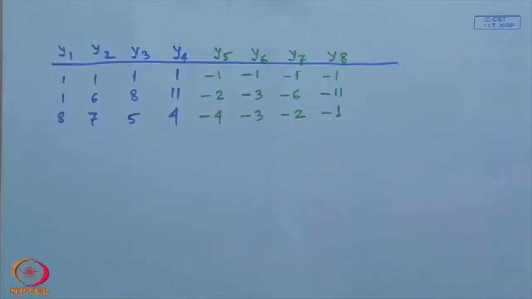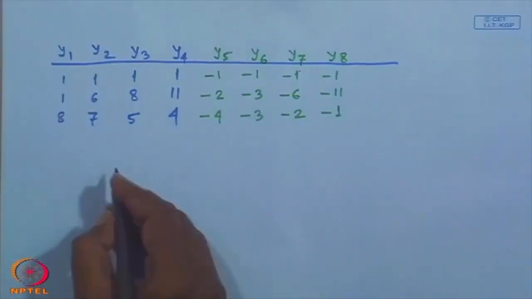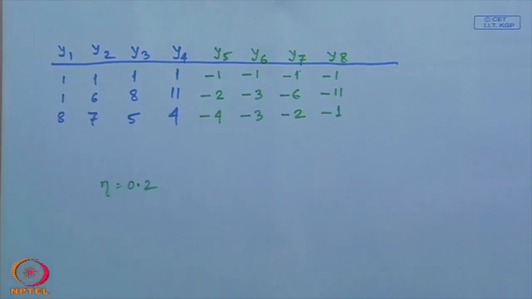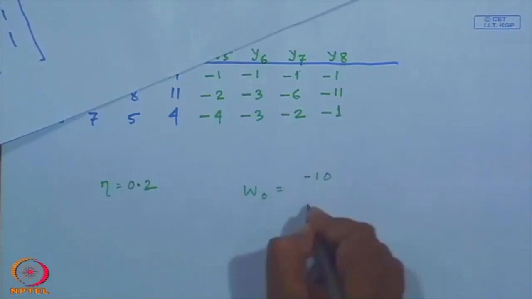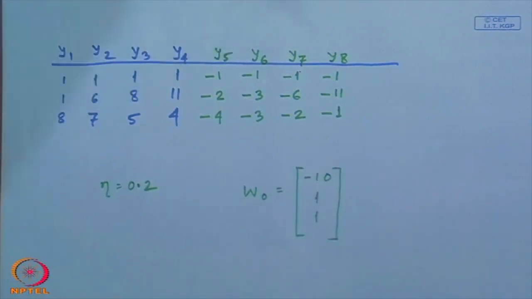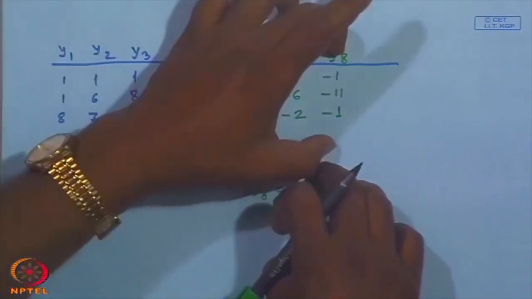And I also take this, if you look at this algorithm, this eta which indicates the rate of convergence. Let me take this rate of convergence eta is equal to say 0.2, and as I said my initial weight vector w0 is minus 10 1 1. So, how the algorithm has to work? I have to take W transpose y1 for each of these y1s.